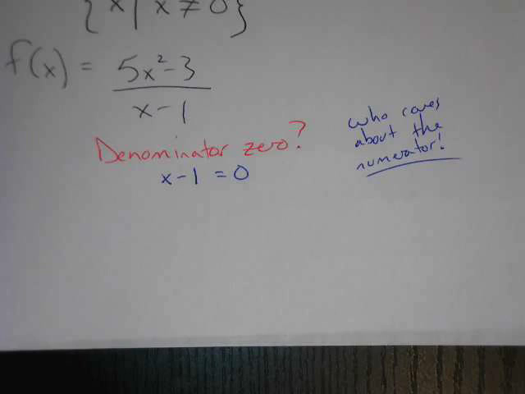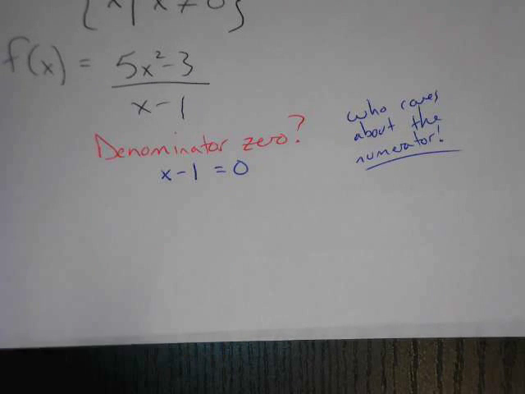That's a good note there. Don't worry about the numerator. Who cares about the numerator? We'll get there later because there's going to be some stuff in the numerator that can happen eventually, once we get into radicals and all that stuff. But anyway, is there any chance for the denominator to equal 0?